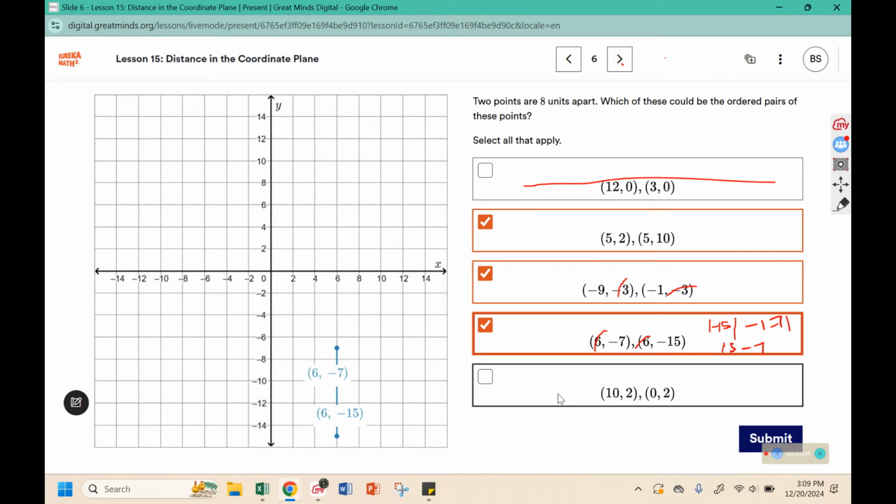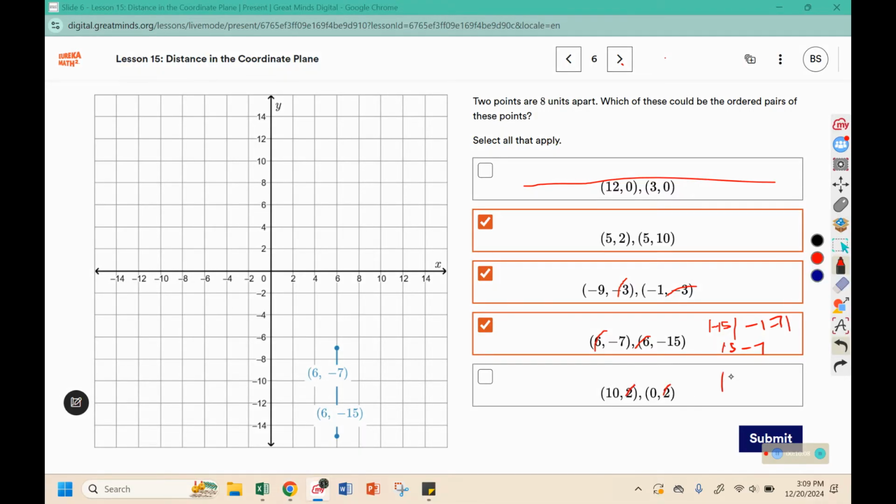Here the 2's match. So we want to look at the 10 and the 0. Well, the absolute value of 10 minus the absolute value of 0 would give us 10. So the 3 center ones are possible answers. That would give us a line segment that is 8 units apart.